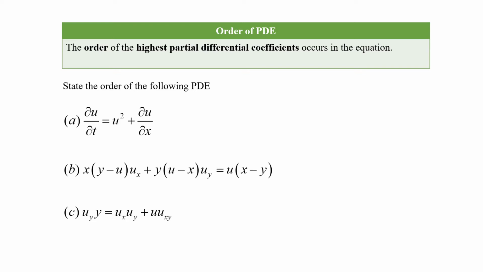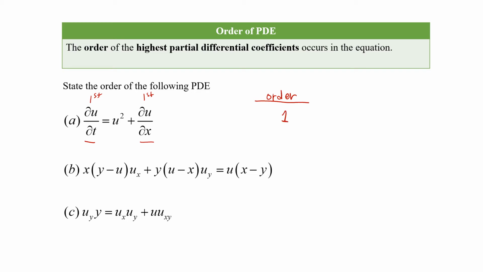So for the first case, this is del u over del t equals u squared plus del u over del x. So here we have two partial differential coefficients. The first one is the first order, and the second one is also the first order partial differential coefficient. So the order of PDE is equal to 1.